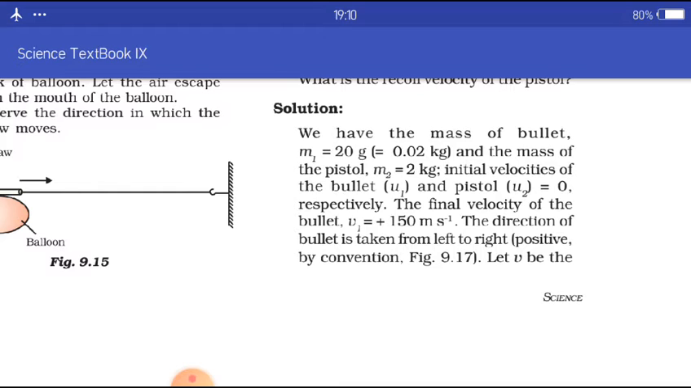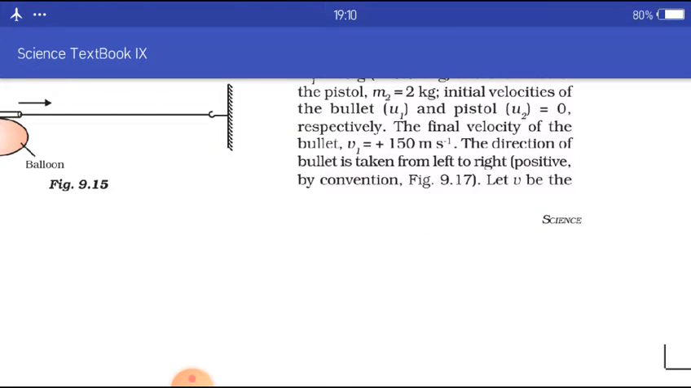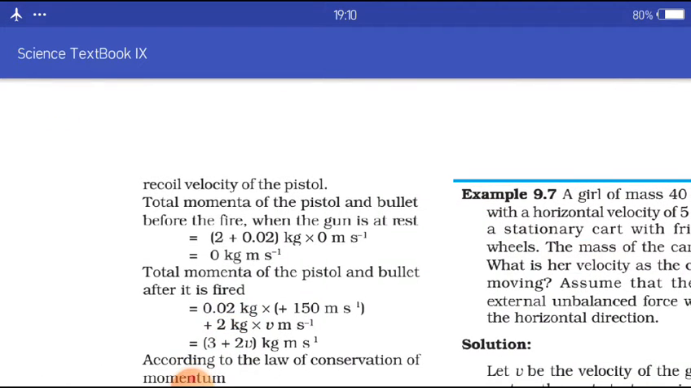20 upon 1000. And the mass of the pistol M2 is equal to 2 kg. Initial velocity of the bullet U1 and pistol U2 is equal to 0 respectively. The final velocity of the bullet V1 is equal to 150 meter per second. The direction of bullet is taken from left to right, positive by convention. Let V be the recoil velocity of the pistol.